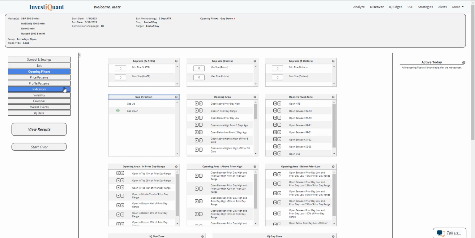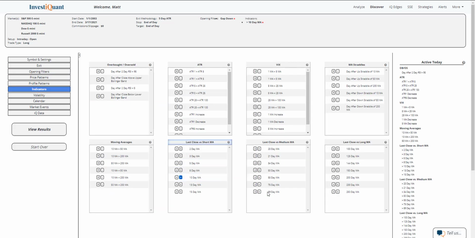Next, I'm going to go into indicators. Put us at a similar market environment. We are in a strong bull market environment right now. We're above a 10, above a 200-day moving average.